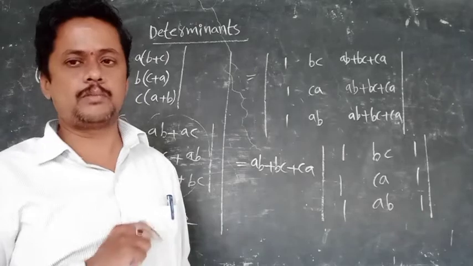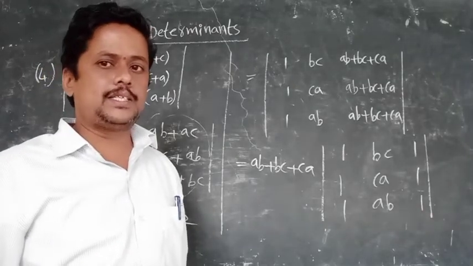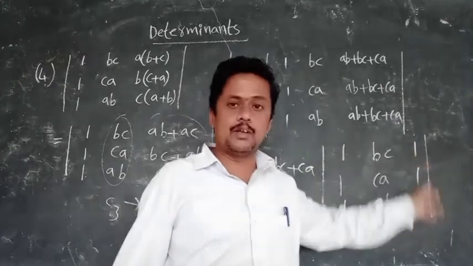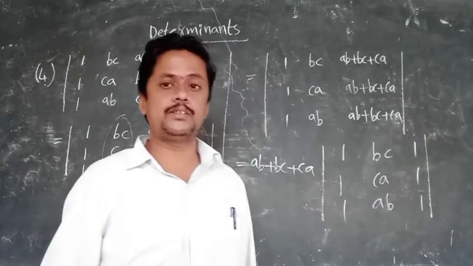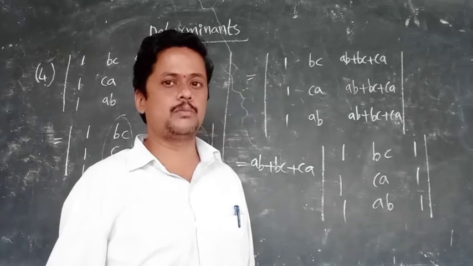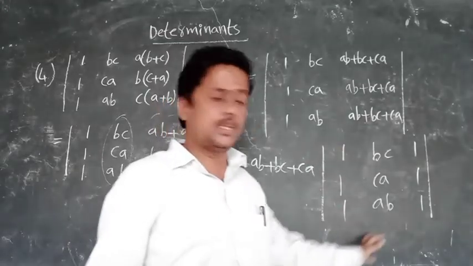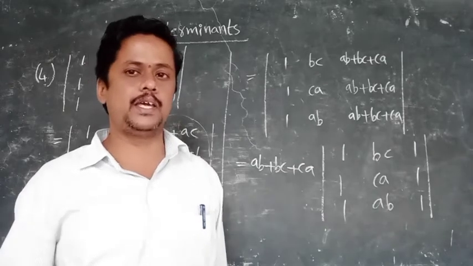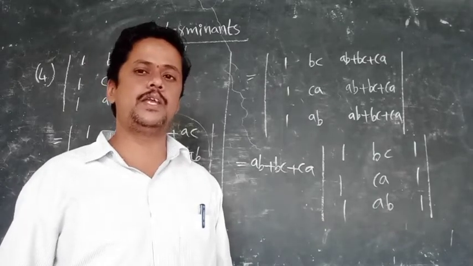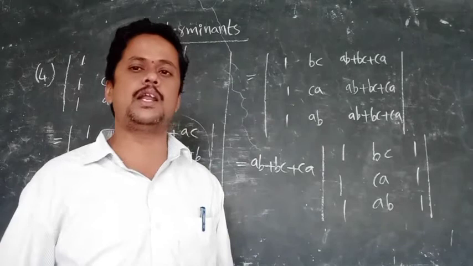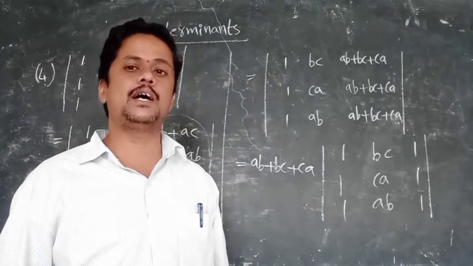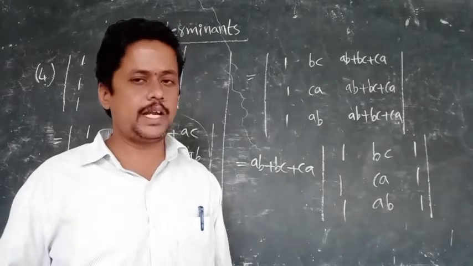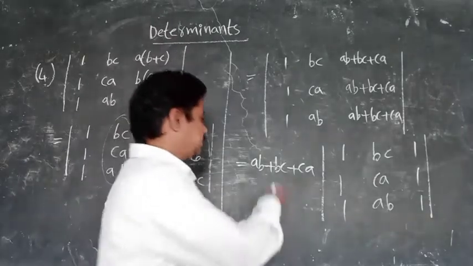Okay, my dear students, please observe. Let us check this step. See, 1 1 1, 1 1 1. Same, no? Which columns are the same? First column and third column are identical. Therefore, if any two rows or any two columns are identical, what is the value of the determinant? The determinant value is 0. Understood?